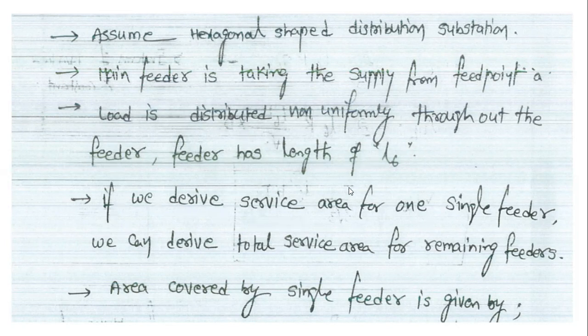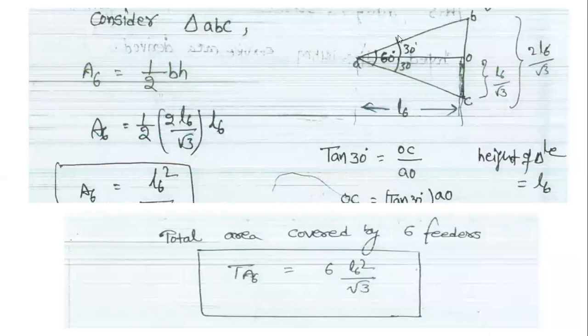If we derive the service area for one single feeder, we can derive the total service area for the remaining feeders. Therefore, we are calculating the area for that single feeder line. The area covered by the single feeder is the selected area, triangle ABC, at the central feeding point, same as in the previous derivation.